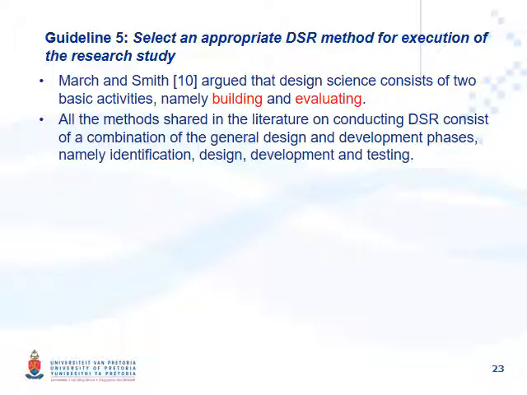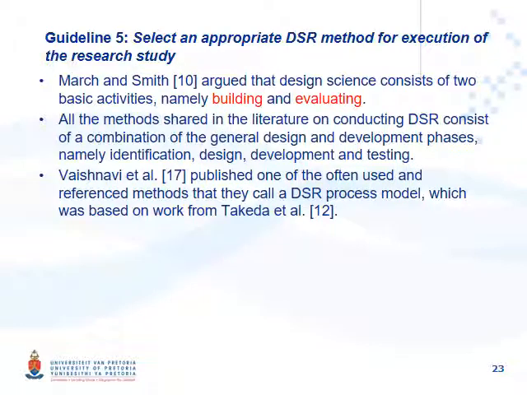So all the methods shared in the literature on conducting design science research consist of a combination of the general design and development phases, namely identification, design, development, and testing. Vaishnavi et al. published one of the often used and referenced methods that they called a design science research process model, and that was based on work that was originated by Takeda et al.